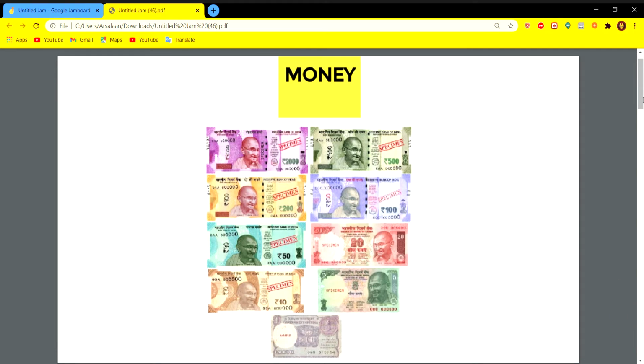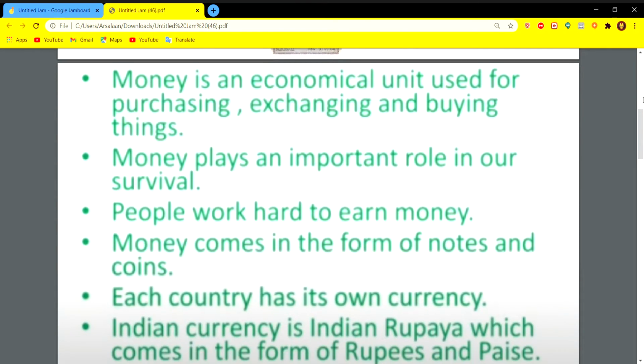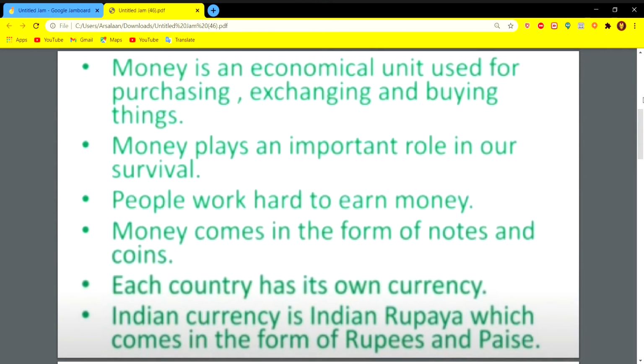We are going to start the second term, and the first chapter for this term is money. You all know the importance of money. You must have seen money, and we all know what money is. Money is an economic unit used for purchasing, exchanging, and buying things. Whenever you have to purchase or buy a thing, you need money. Money plays an important role in our survival.